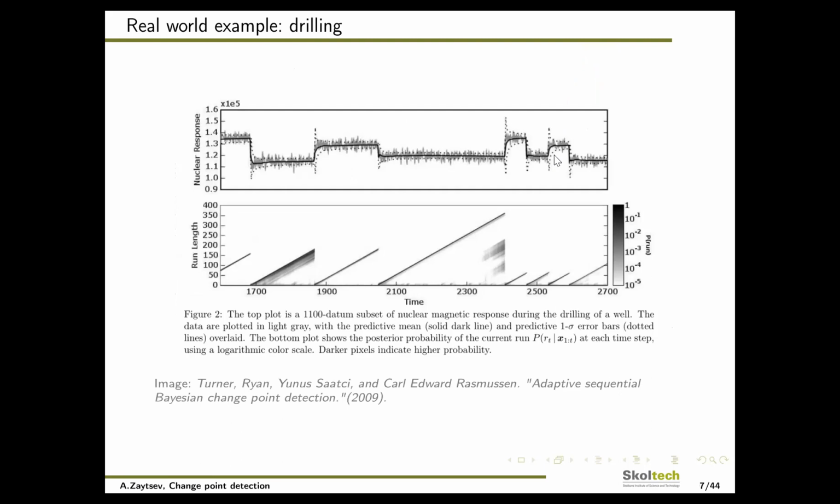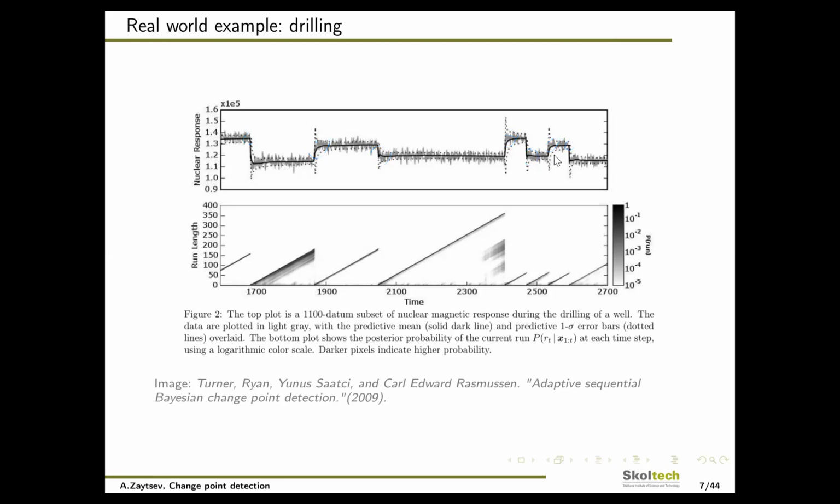Another example is related to drilling. Someone is drilling an oil or a gas well, and you observe, for example, a nuclear response here. And we can say that at some points we have changes here, here, and here. Okay, it seems that it's a typical change, maybe the simplest possible model, a change in the mean. But it is not that clear when we remove the black line related to the weighted moving average here.